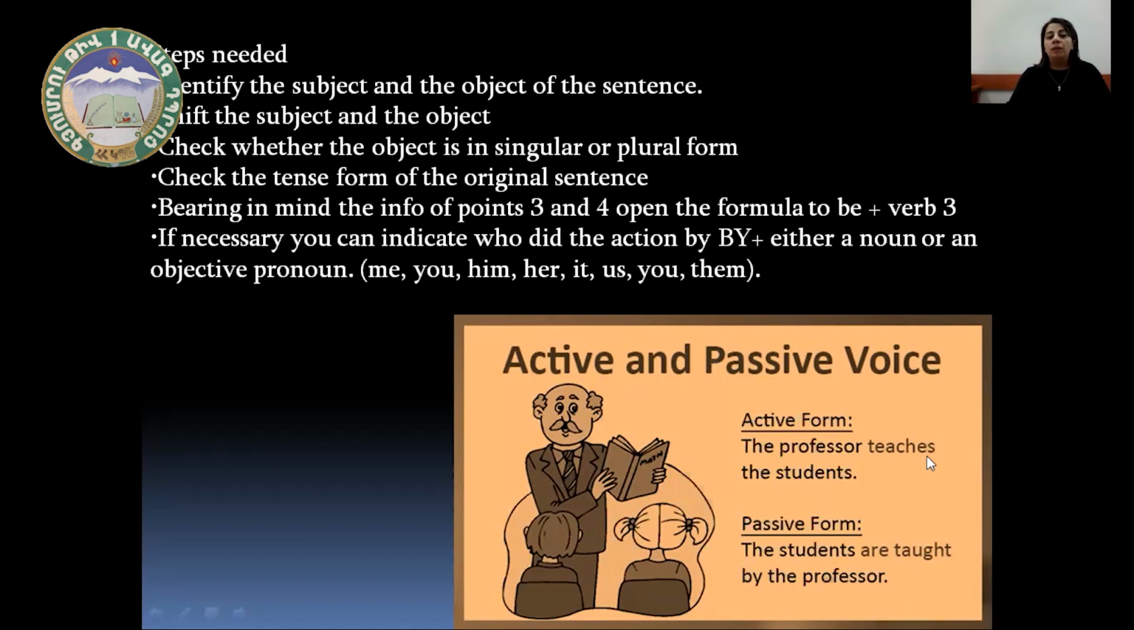And bearing in mind the information of points 3 and 4, we open the formula to be plus verb 3, and if necessary, we can also indicate who did the action with the help of by plus either a noun or an objective pronoun. For example, me, you, him, her, it, us, you, them. And the final picture that we have is as follows. The students are taught by the professor. So this is our passive sentence.